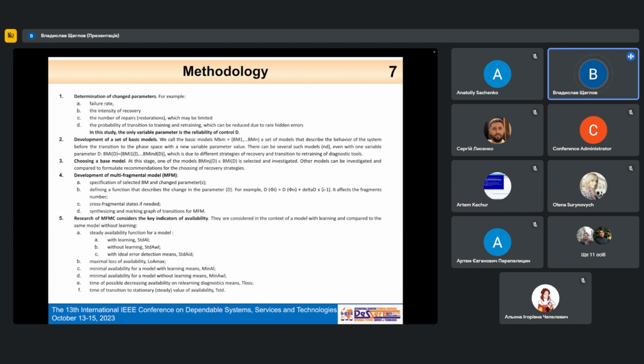Also, we might need points of minimal availability for the model with learning and without learning, and time of transition to stationary availability.